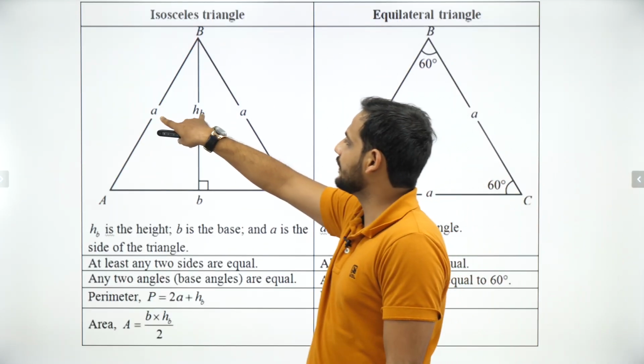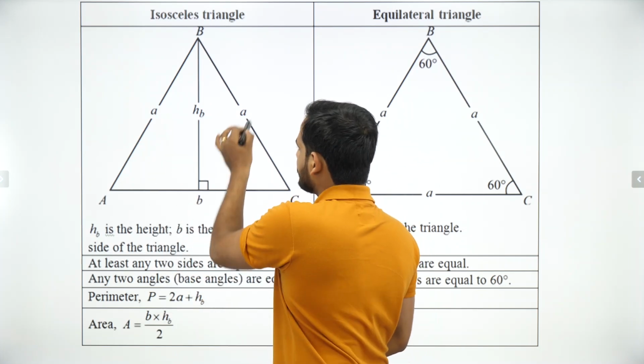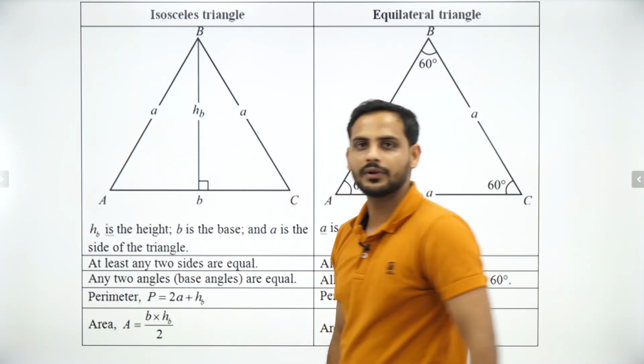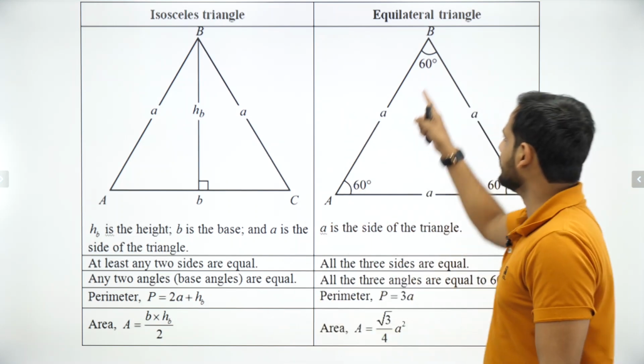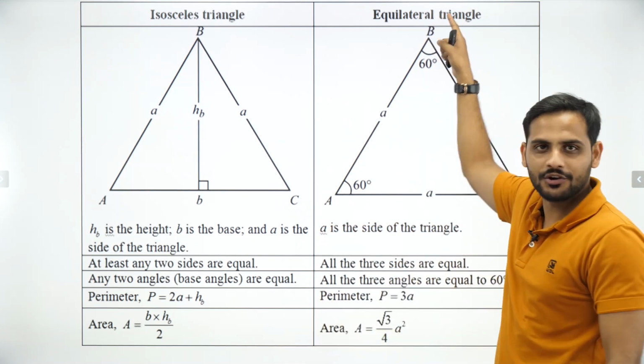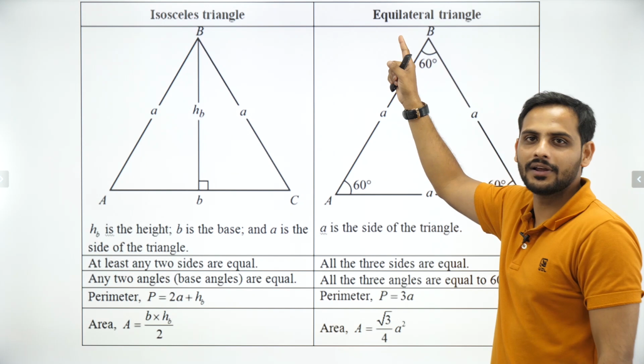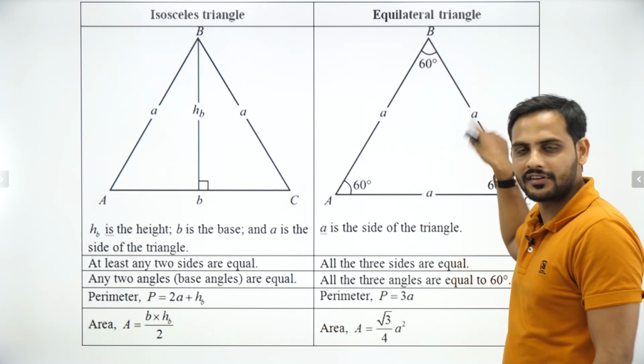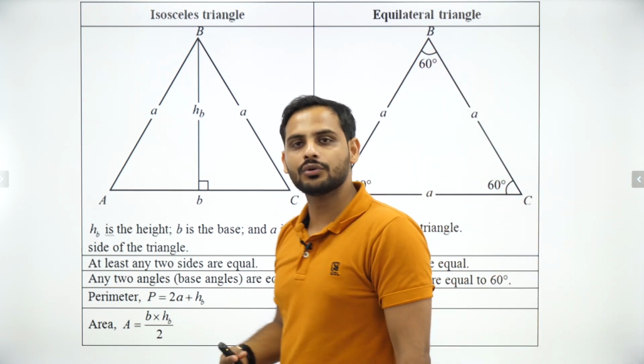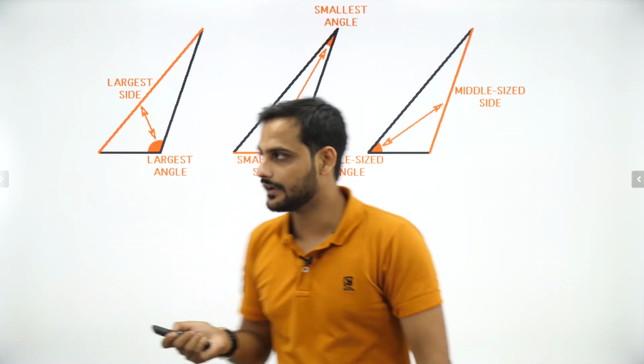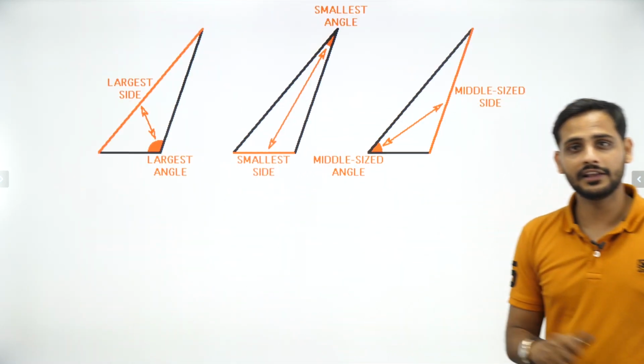An isosceles triangle has two sides equal, so the angles opposite to these sides will also be equal. Two angles will be equal in an isosceles triangle. And since in an equilateral triangle all three sides are equal, all three angles should also be equal, so all three angles will be 60, 60, 60. From here we get to know that because of that inequality, we are getting the properties of isosceles and equilateral triangles.